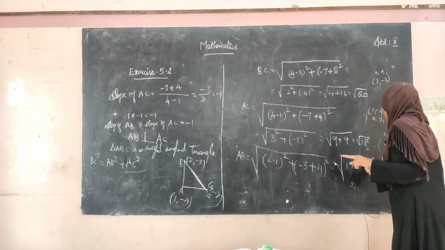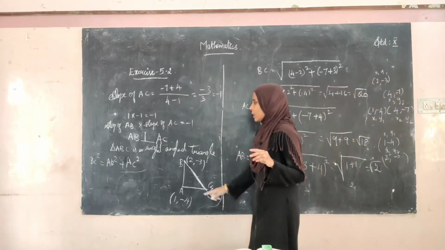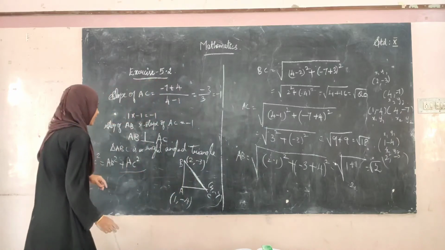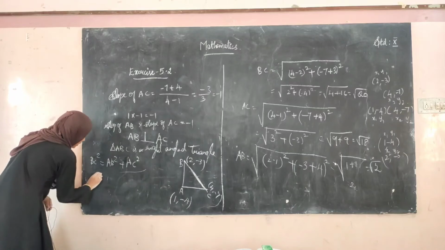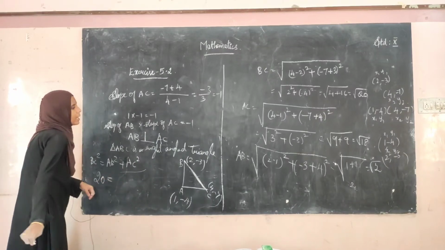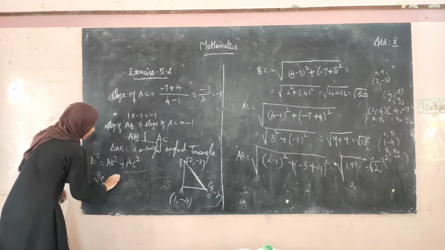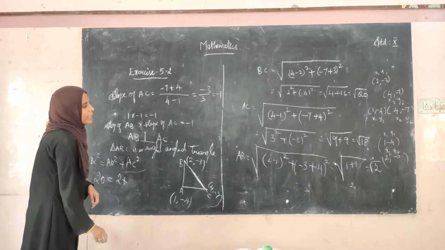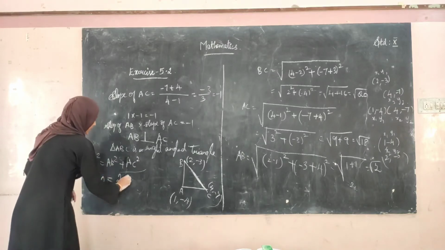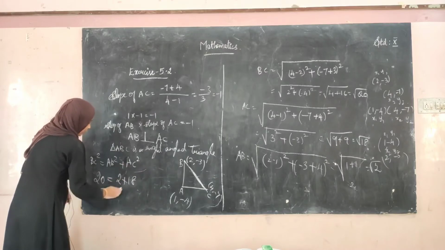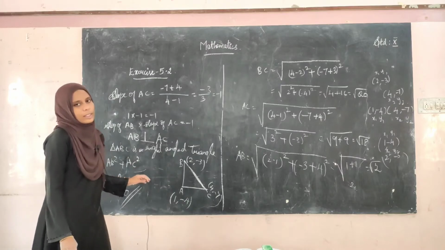1 square is 1, which is equal to root 2. Okay, shall we substitute here? BC square is equal to AB square plus AC square. What is BC? BC is root 20. Root 20 the whole square is 20 equal to, what is AB square? AB is root 2. Root 2 the whole square is 2 plus, what is AC? AC is root 18. So AC square is 18, root 18 square, which is 18. Which is equal to 20, right? Therefore, it satisfies the Pythagoras theorem.